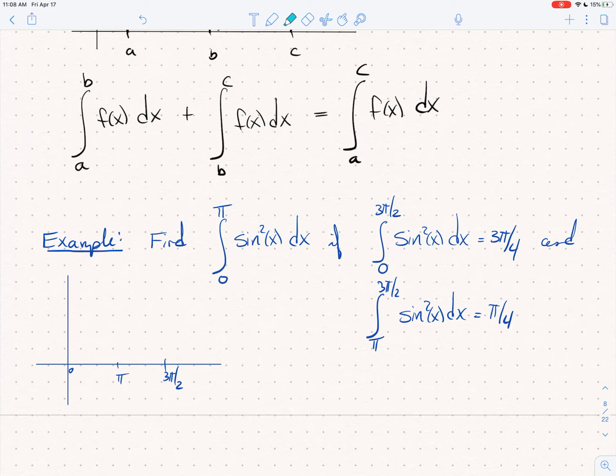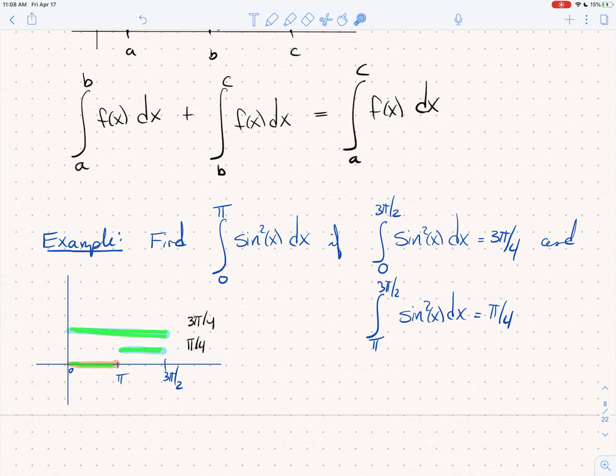So we're given 0 to 3 pi halves. We're told this big interval is 3 pi fourths. We're also told 3 pi halves to pi is pi fourths. And now we can see what we're after is this interval. We want to go from 0 to pi. And so you know this one plus this one has to be the big one.